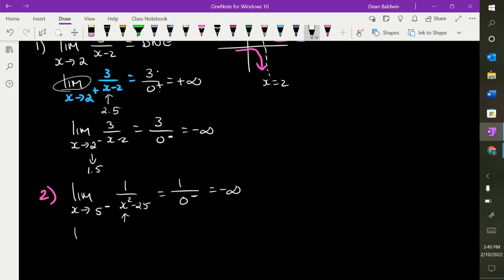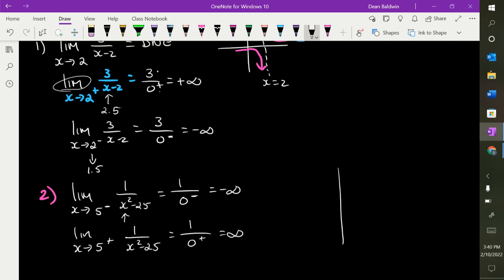Okay? If I come from the other side, I get 1 over 0. Numbers bigger than 5, the right-hand side, 6. 6 squared is 36. That's a positive. I'm going to go to positive infinity.